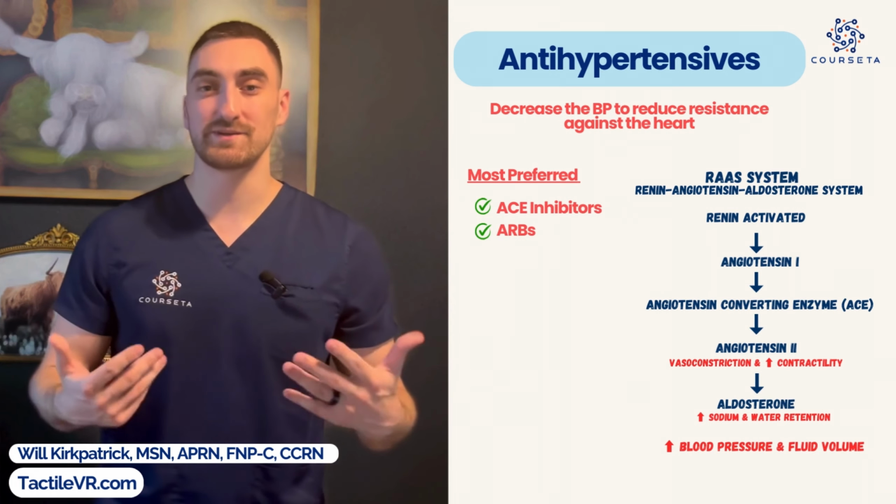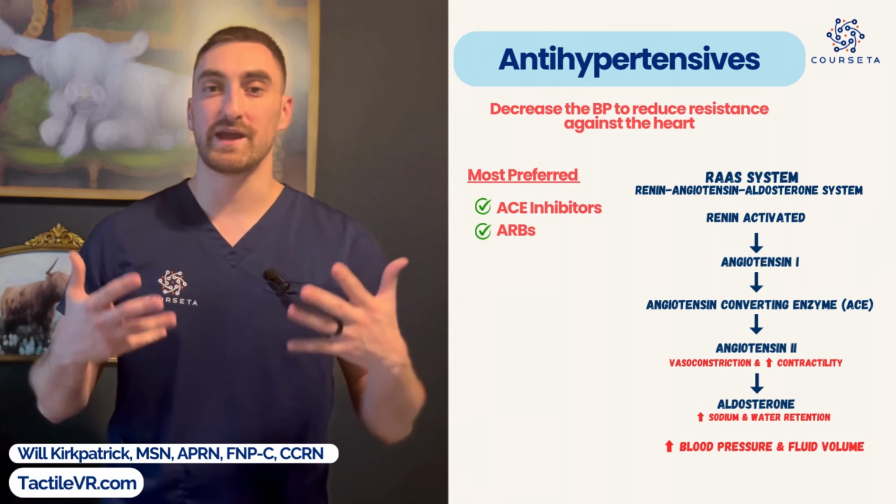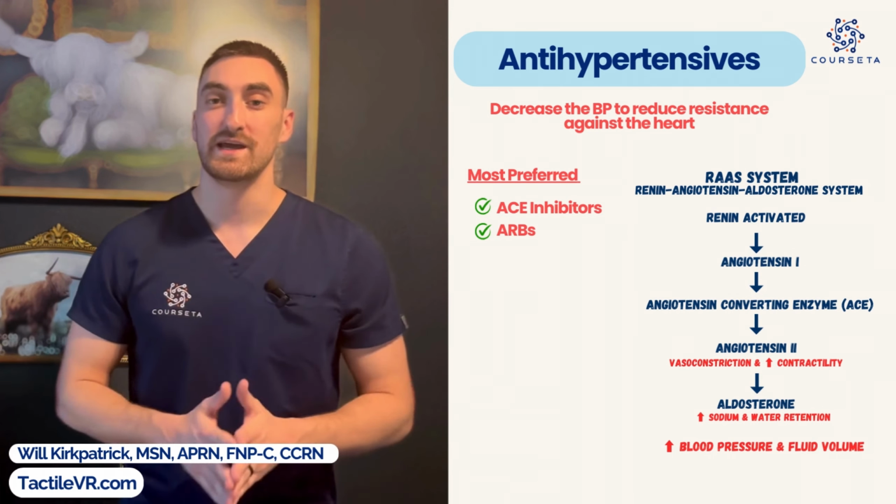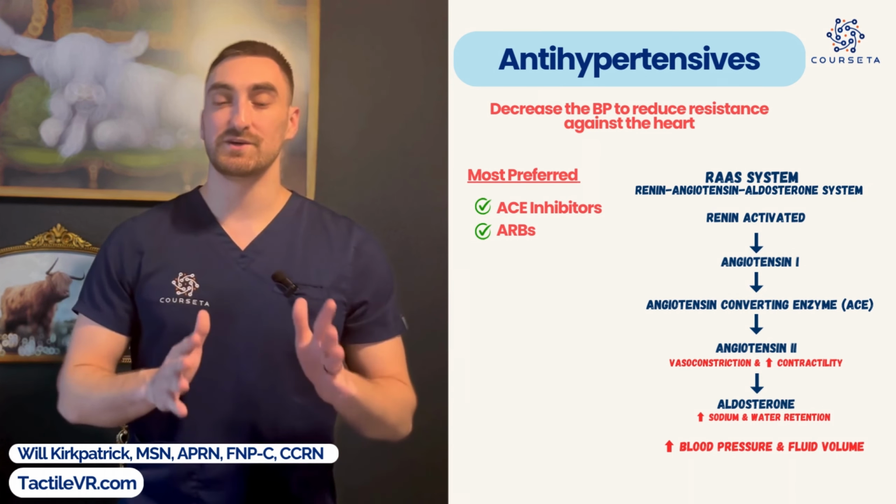All right, guys, so we talked about diuretics and inotropes. Next, the next best thing is decreasing the resistance against the heart. So how do we do that? By decreasing the blood pressure, which is antihypertensives. Now our most preferred antihypertensives for heart failure are ACE inhibitors and angiotensin receptor blockers, so ARBs for short.